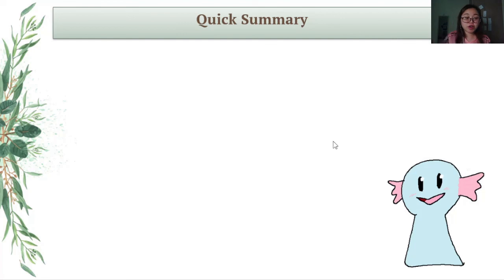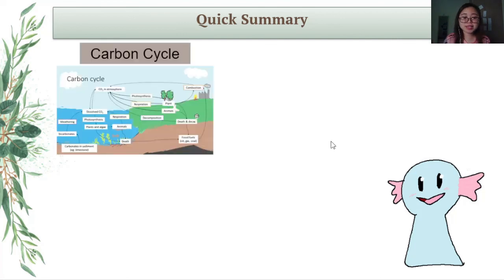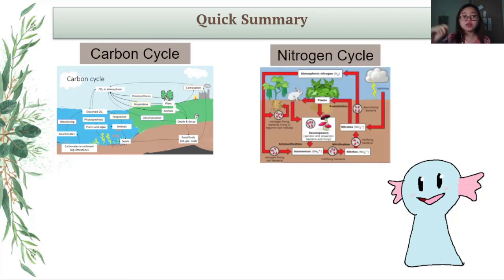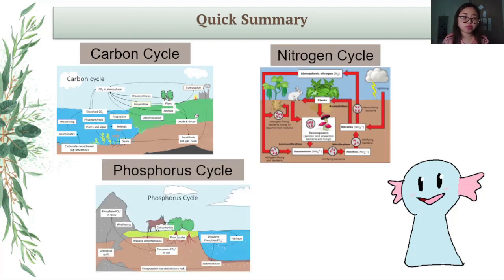Just a very quick summary. In this lesson, we have gone through the definition of biogeochemical cycle, and then we learned about the first biogeochemical cycle of this chapter, which is carbon cycle, and then you learn about the nitrogen cycle, and last but not least, about the phosphorus cycle. Saya mohon kamu untuk ingat apa dia punya reservoir pool untuk setiap cycle tersebut.